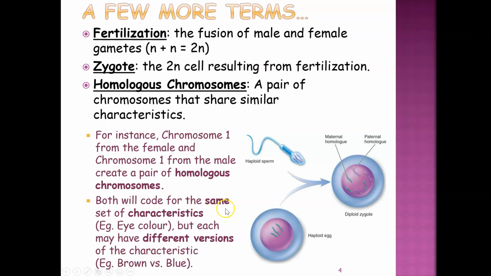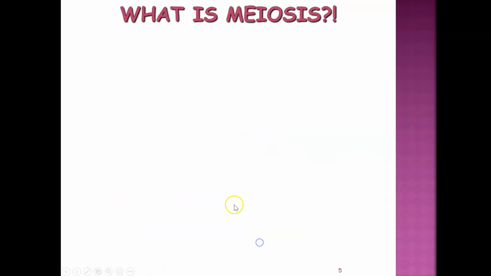Both will code for the same set of characteristics. For example, both of them will have a gene that determines eye color, but each may have different versions of that characteristic. These are known as alleles, but I'll talk about alleles later. So, for example, one of the homologous chromosomes, coming from the female, might code for brown eye color, and the male homologous chromosome may code for blue eye color. But these 2 homologous chromosomes will come together and pair up.